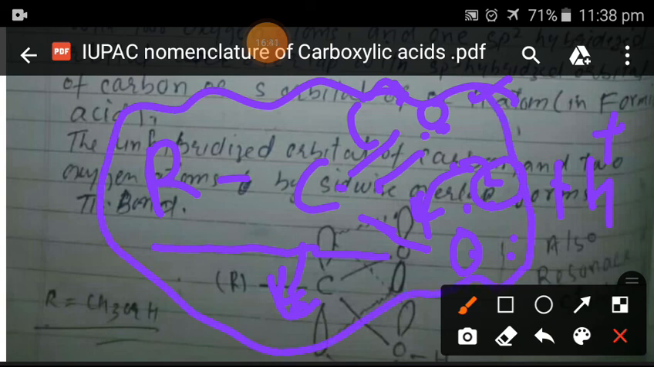The more stable the conjugate base, the weaker the base, and the stronger the acid. So this is the conjugate base of the acid. This is weak, and the stronger will be the acid. So it is actually resonance stabilized. This is the resonance stabilized form of the carboxylic acid.